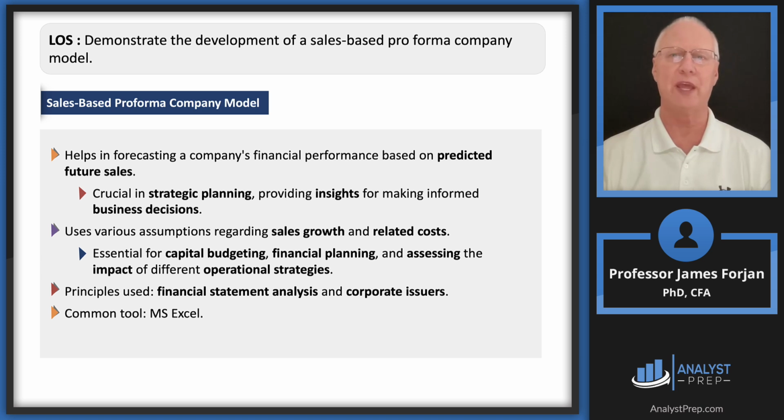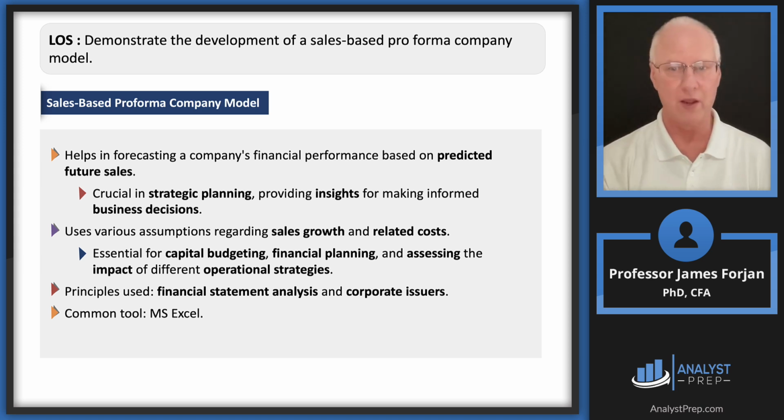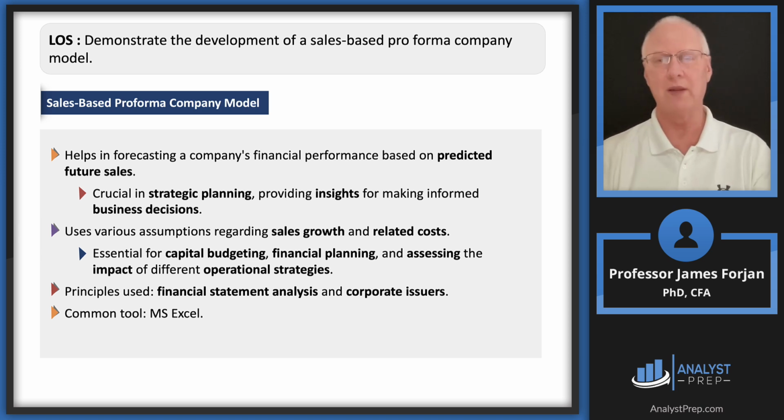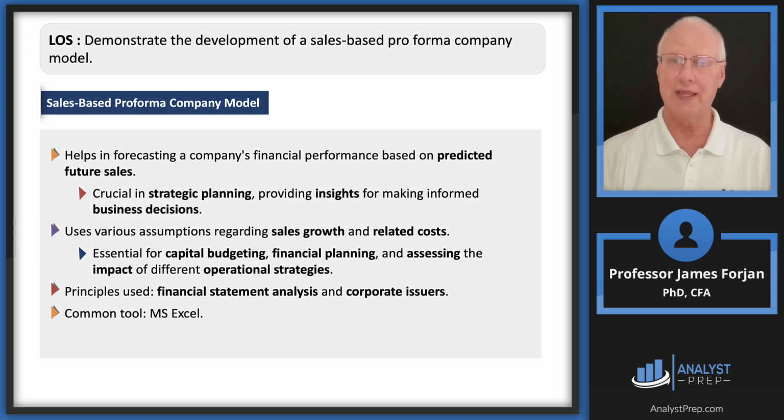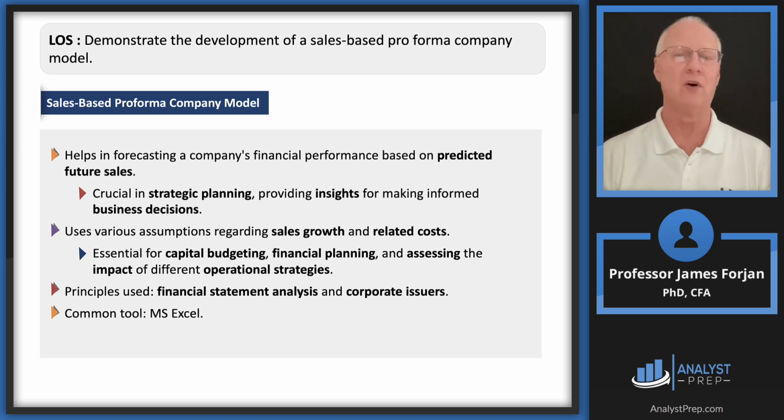So let's start with this sales-based pro forma company model. Notice that first arrow point, predicted future sales. This is what we're going to start with. We're going to start with the top of the income statement and work our way all the way down to the bottom, which means we need to figure out P times Q, right? Price times quantity. Then we need to figure out the expenses, and we've got a bunch of different expenses. We've got the regular old general, selling, and administrative expenses, and we've got operating expenses. We have interest expenses. We've got depreciation expenses. So you'll see all that on a slide.